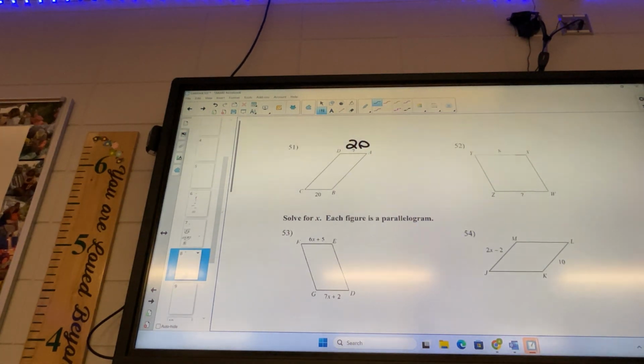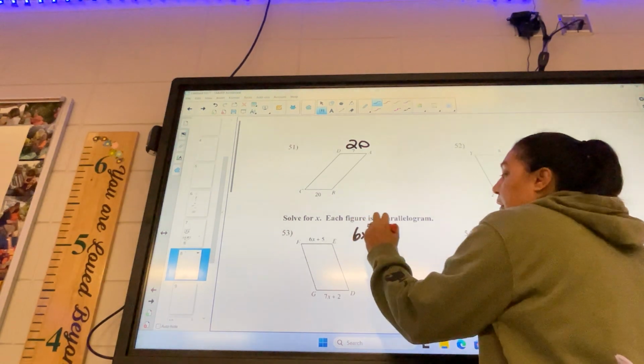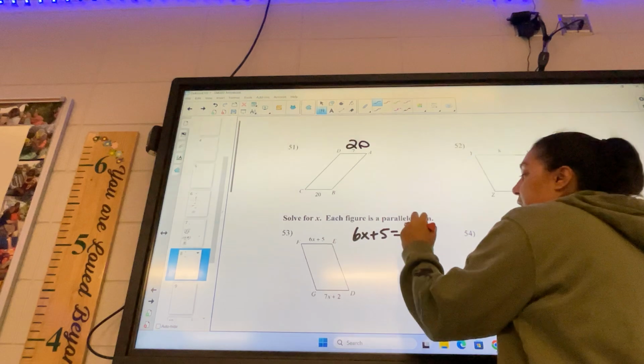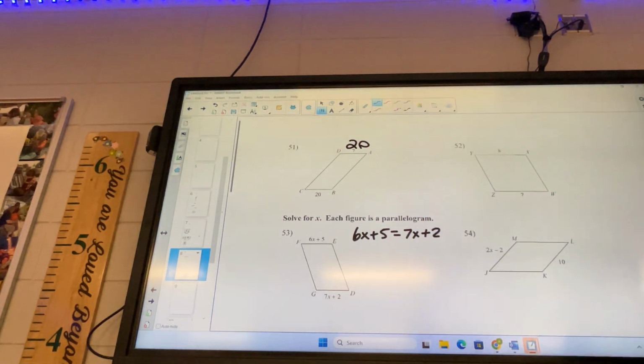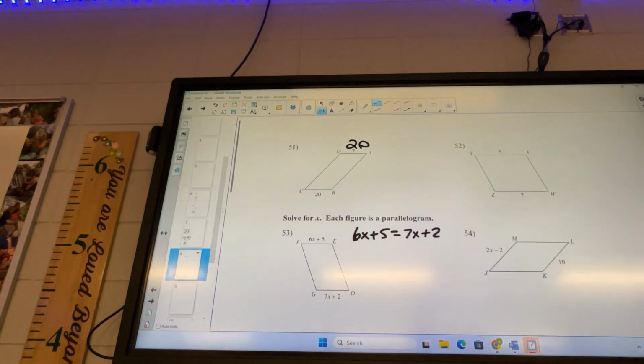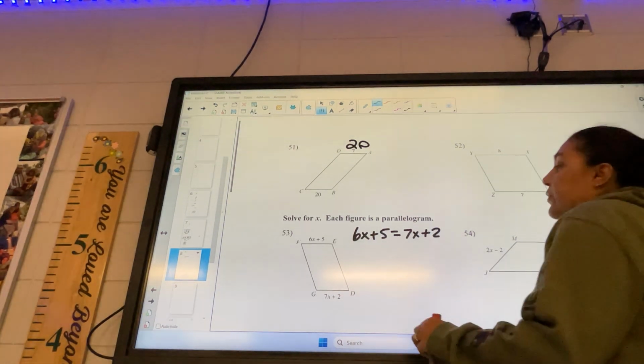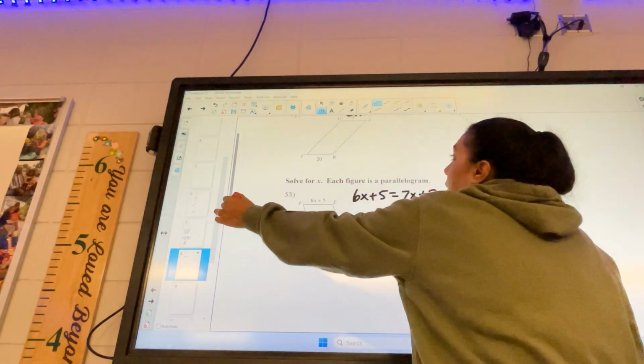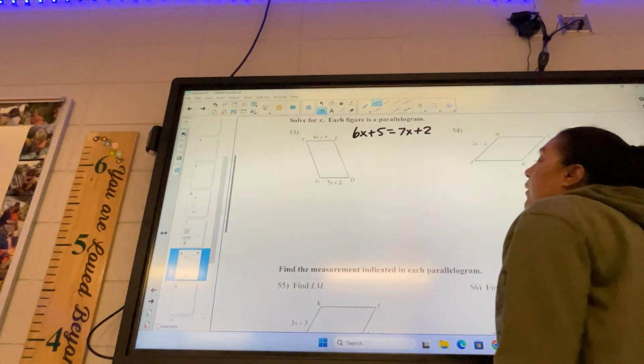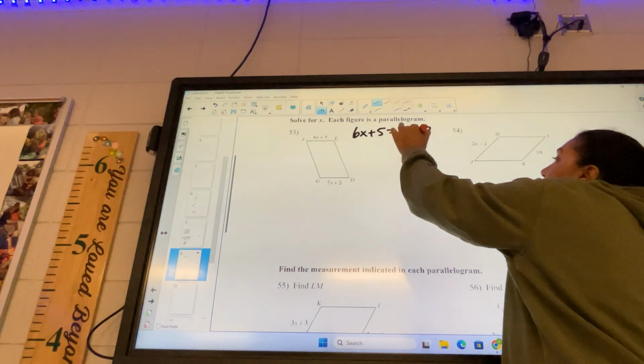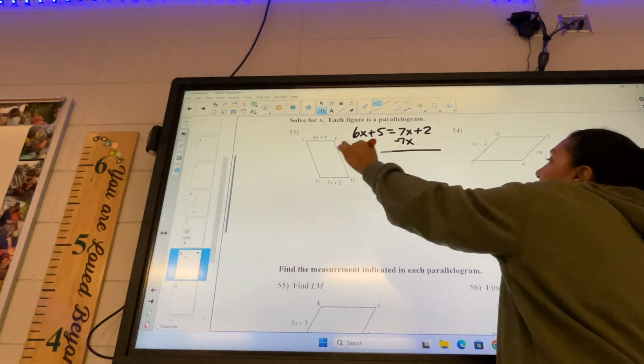Okay, 53, we're going to set these equal. So I got 6x plus 5 equals 7x plus 2. We're going to move our letters to the left and numbers to the right. So who's getting moved? 7x. Good. Who else? The 5.